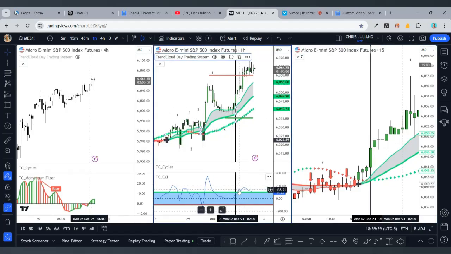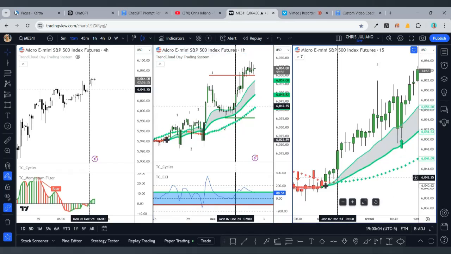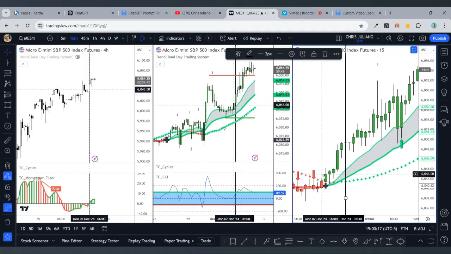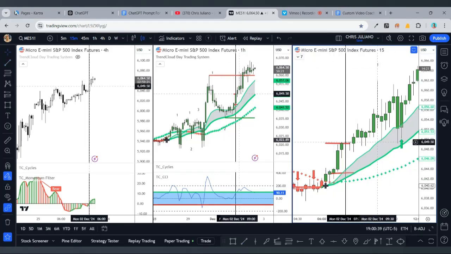CCI above positive 100. Great. We can start taking some signals, right? Now, if you wanted to be aggressive, when everything is lined up, even though we didn't get a TrendCloud signal, you can take the trade right here, right? Right above that candle, right below. Okay, but you have to be right. You've got to be in front of this thing in order to see that. And look what happens. Nice move.